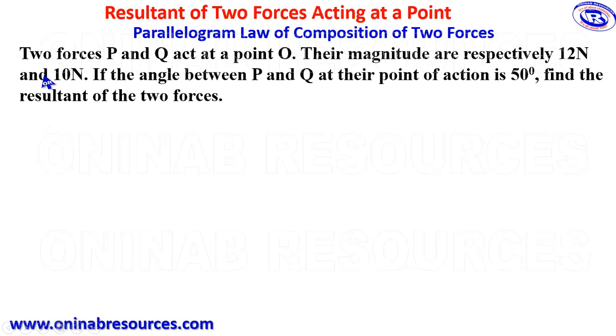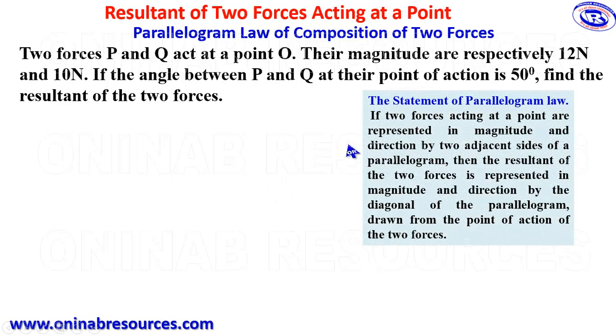We have our problem here. Two forces P and Q act at a point O. Their magnitudes are respectively 12 newtons and 10 newtons. If the angle between P and Q at their point of action is 50 degrees, find the resultant of the two forces. In our solution, we want to look at the statement of the parallelogram law.